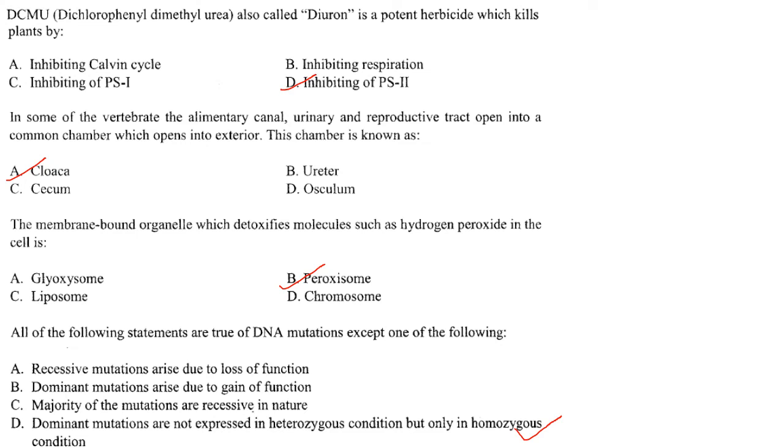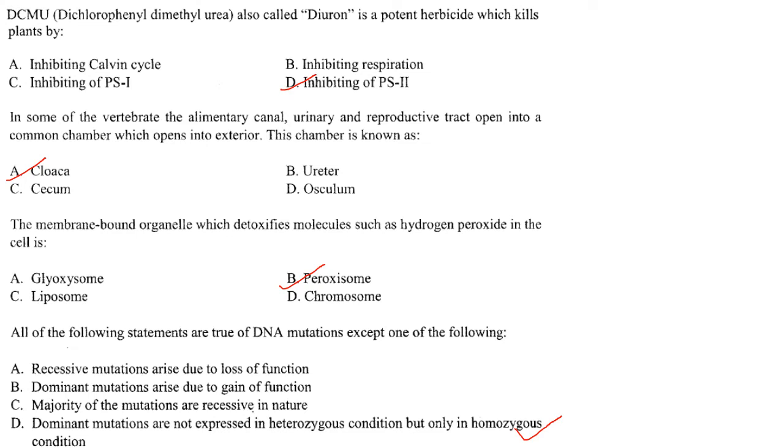That is what DCMU does. Then next one. In some of the vertebrates, the alimentary canal, urinary and reproductive tract open into a common chamber which opens into the exterior. This chamber is known as cloaca. Answer is option A, that is cloaca. Then next one. The membrane-bound organelle which detoxifies molecules such as hydrogen peroxide in the cell is the peroxisome. It contains the enzyme catalase that converts hydrogen peroxide to water and oxygen, thereby neutralizing the toxicity.